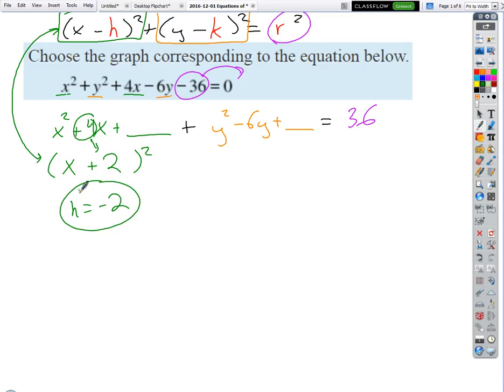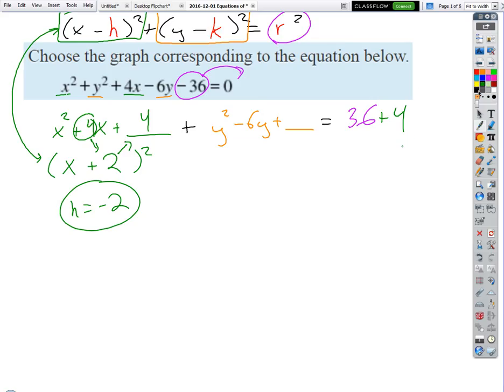Well, that's one down, 2 to go, right? We got one of the parameters. Now, we're not quite finished. To get that, we needed to add a number up here to create the perfect square trinomial. So what's that going to be? Good. We have to square that 2, don't we? So we're going to have to add 4 to both sides. Okay. Now we're done with the x's.